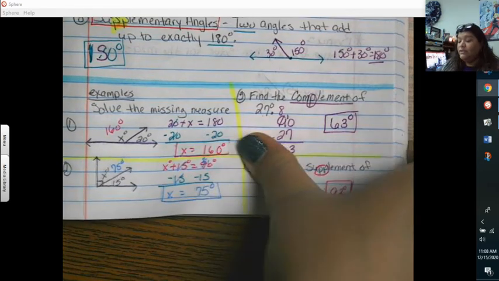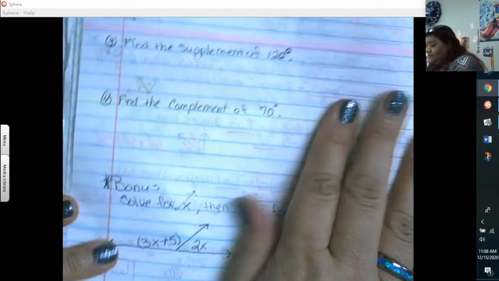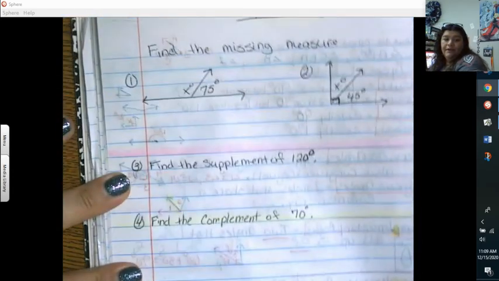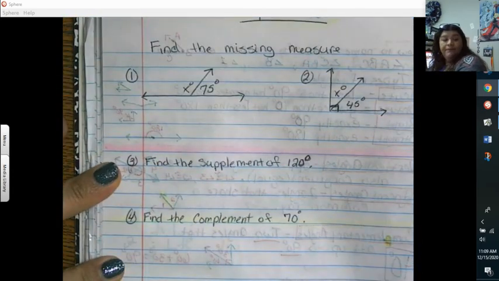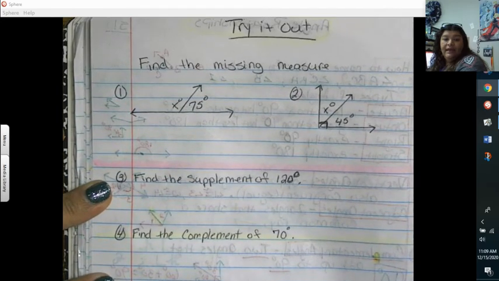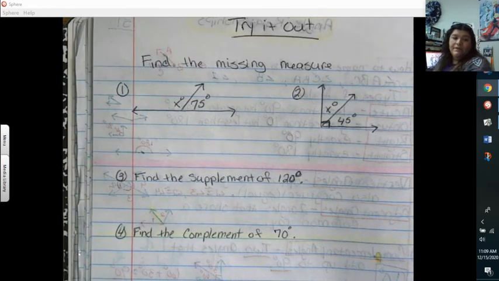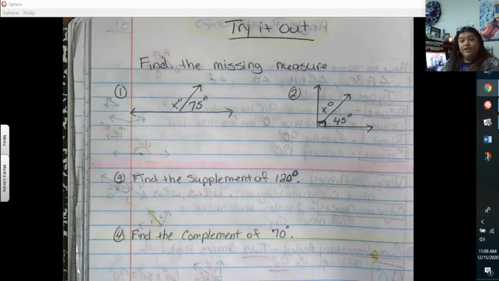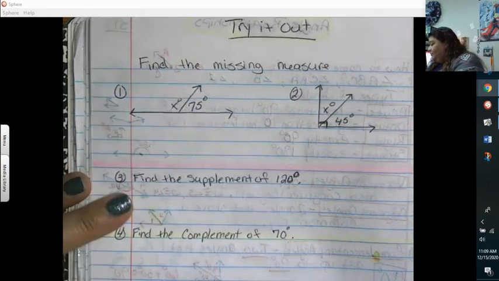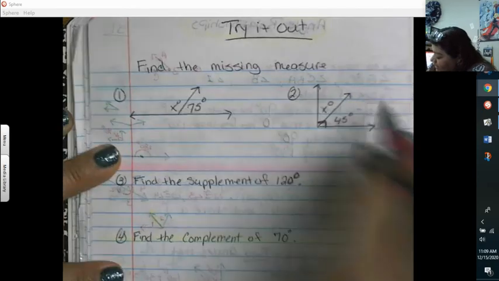All right, let's get into the try it outs. Let's see how you do. Paper. All right. So I want you to go ahead and find the missing measure here. Okay, on all 4. Press pause, then come back when you are ready to check your work. Let's see how you did, guys.